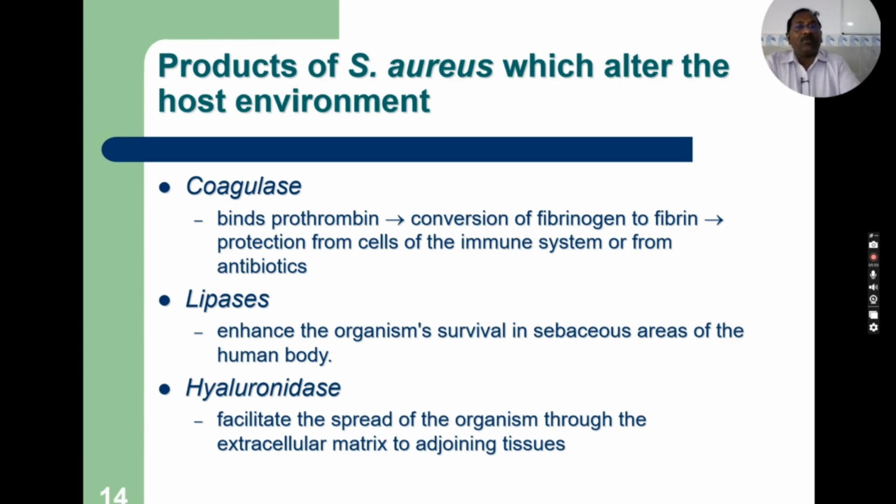So these are the products of Staph aureus which alter the host environment: coagulases, lipases, and hyaluronidase. Coagulase binds prothrombin, then converts fibrinogen to fibrin, protecting from the cells of the immune system or from antibiotics. Lipases enhance the organism's survival in the subcutaneous and sebaceous areas of the human body. Hyaluronidase facilitates the spread of the organism through the extracellular matrix to the adjoining tissues. So they alter the host environment, especially the coagulases, lipases, and hyaluronidase.